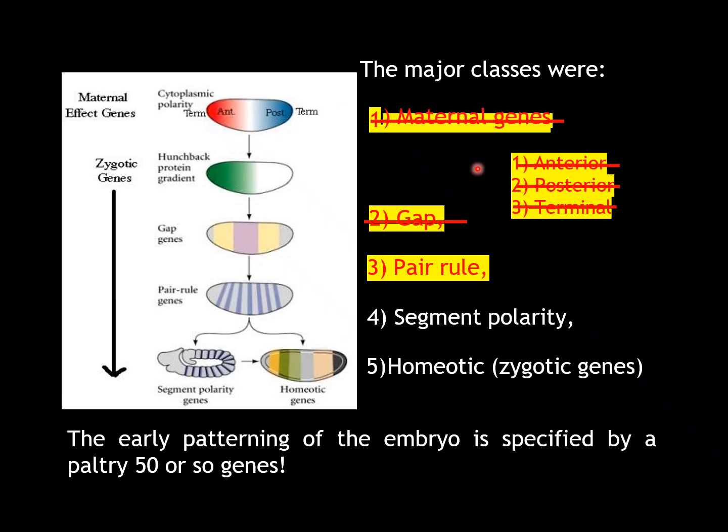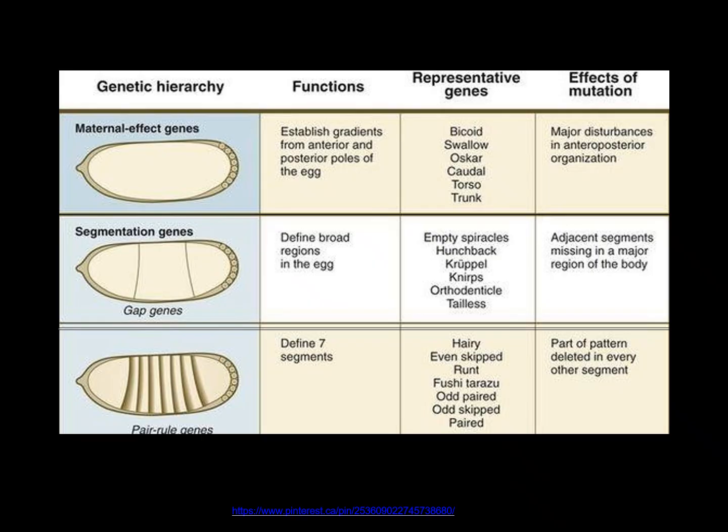So far we have talked about the maternal genes and the gap genes, and now we're going to talk about the pair rule genes. We're going to start with a small summary of what we have talked about so far. In this table, they summarize it. Here is the genetic hierarchy, the functions of those genes, the representative genes that you need to memorize, and the effect of the mutations.